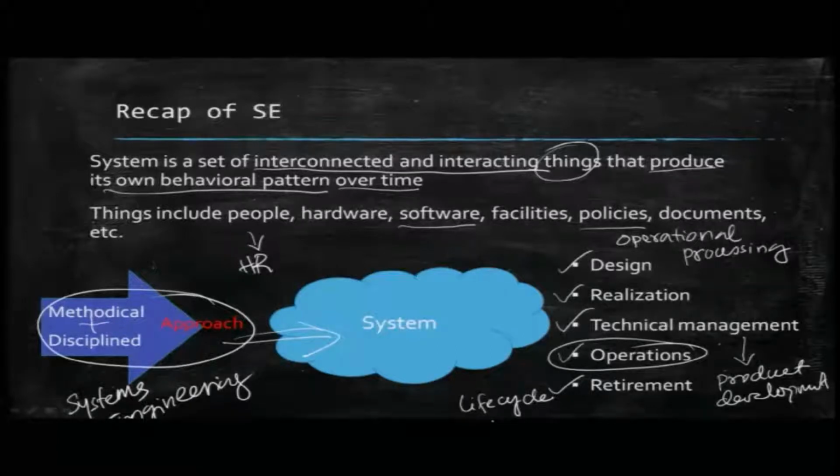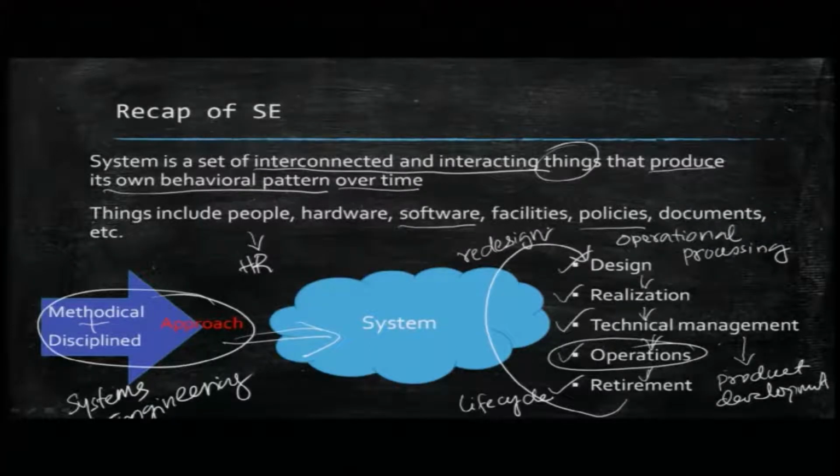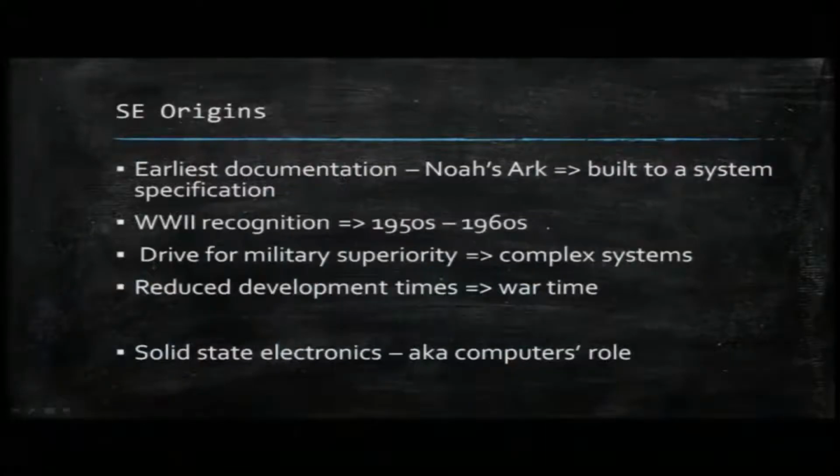So if you think about it, the phases from the design to the realization to the technical management to the operations to the retirement, and in certain cases it goes back to what we call the redesign concept. All of these things come as part of systems engineering. This is where the multiple versions of the product happen. So with that, let's talk about the origins of systems engineering.